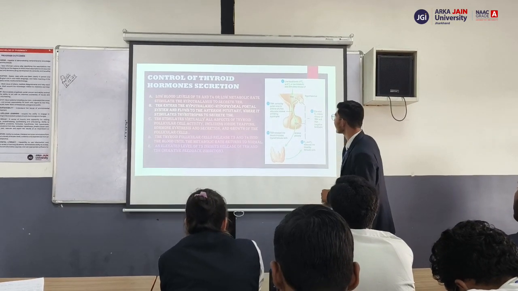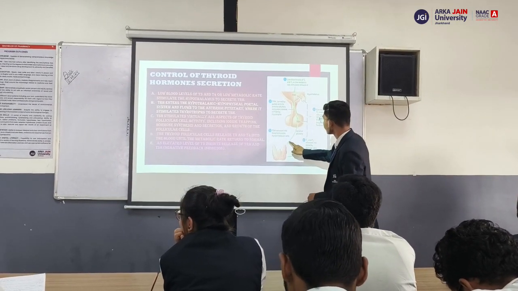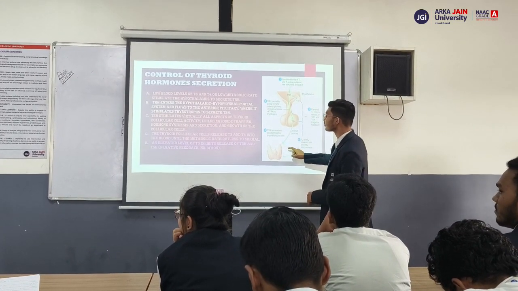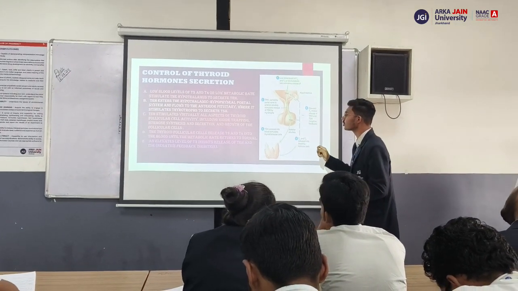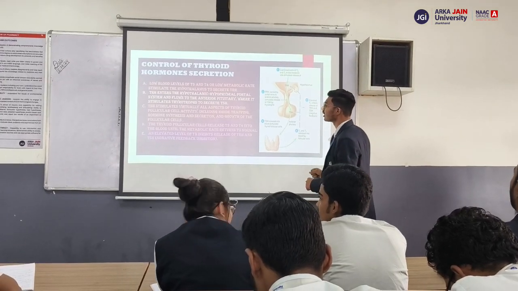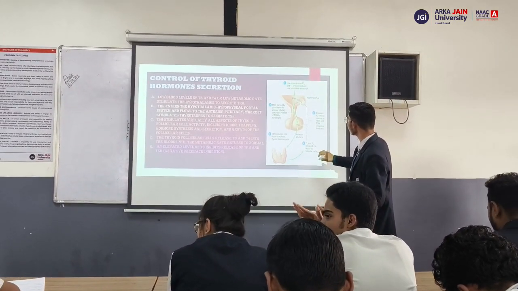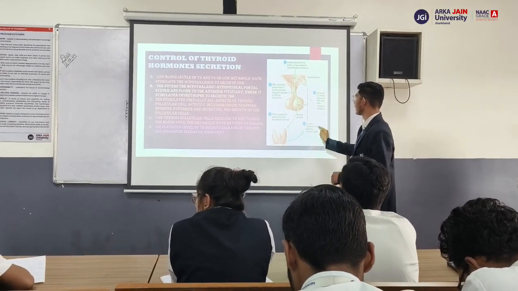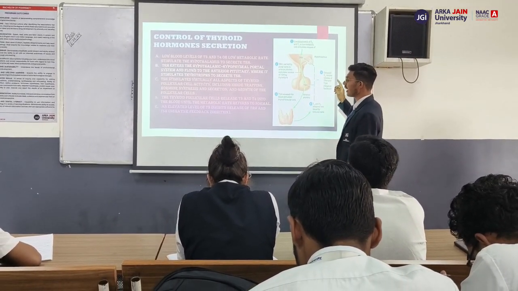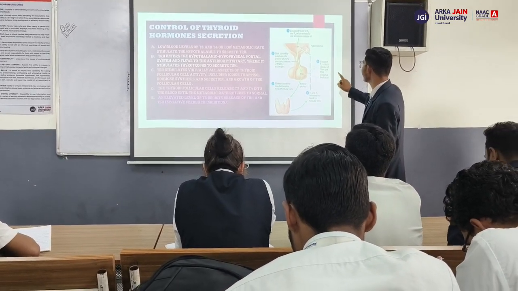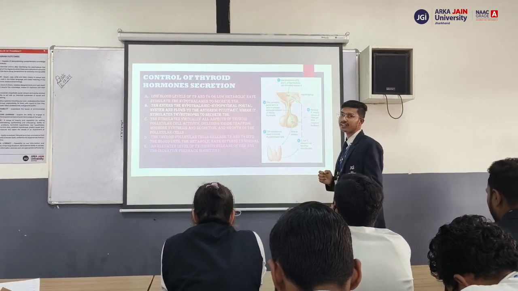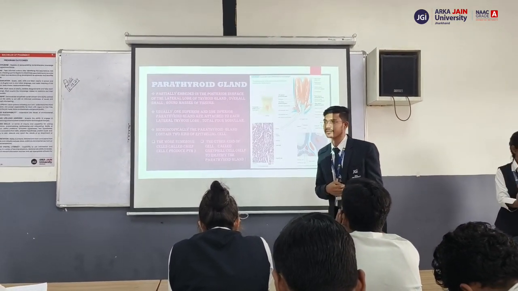Third, TSH release into the blood stimulates thyroid follicles to secretion and growth of the follicular cell. Fourth, the T3 and T4 are released into the blood by the follicular cell. And fifth, an elevated level of T3 inhibits the release of TSH and TRH, which is the negative feedback. Thank you.